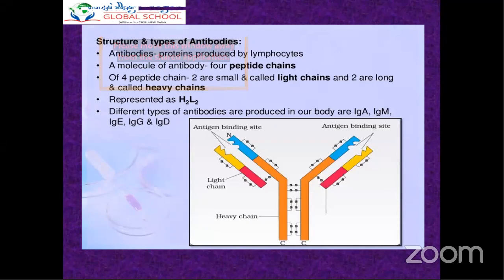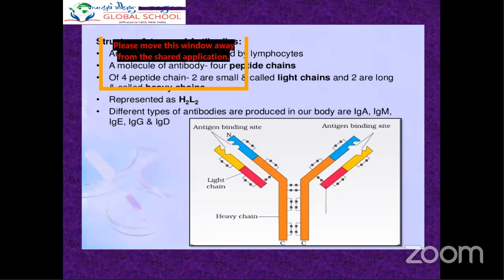Which one? Antibodies. Okay, so antibodies are proteins produced by lymphocytes. A molecule of antibody has four peptide chains, two light chains and two heavy chains. The long one you can see is the heavy chain. The shorter ones on both sides are called light chains, okay?